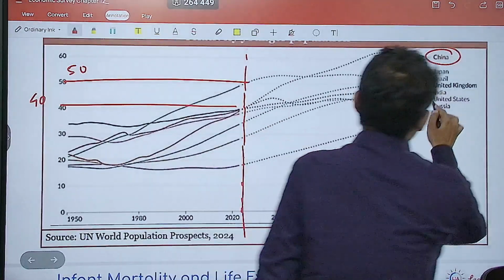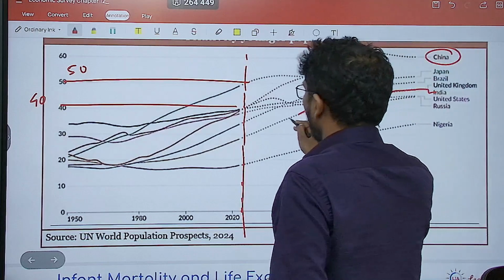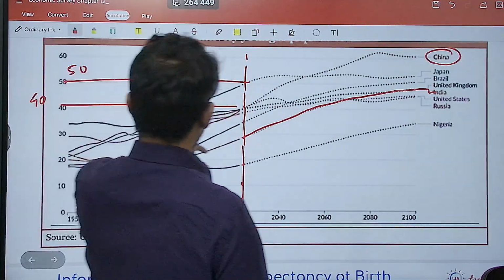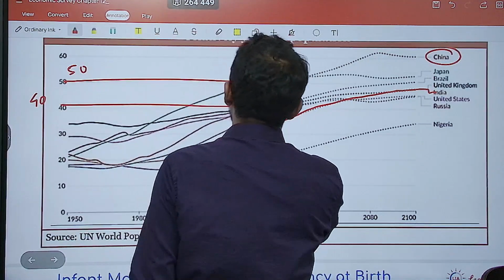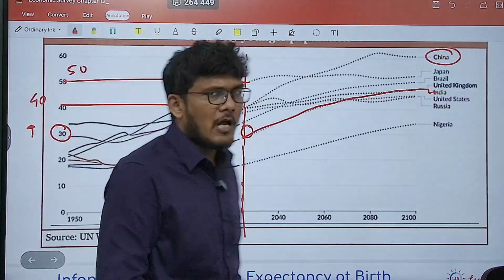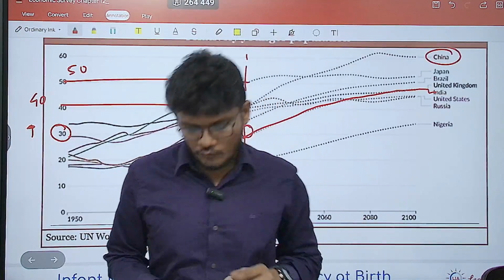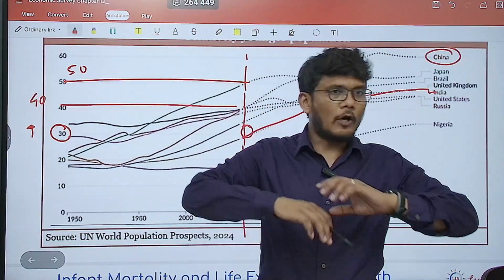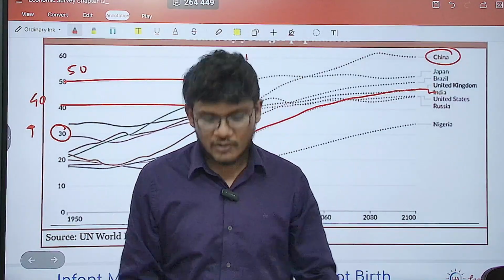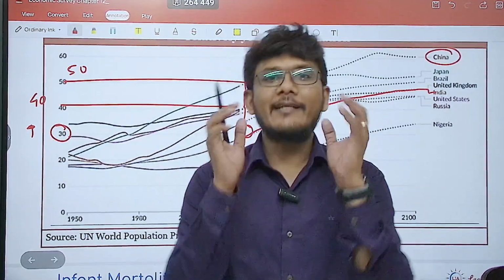Where is India? India is this one. Yes, so we are slightly above the 30 mark, around 32, 33. So an average Indian is 33 years old. That means a huge number of people in the working age population, right? That is why we can reap the demographic dividend, but not necessarily.